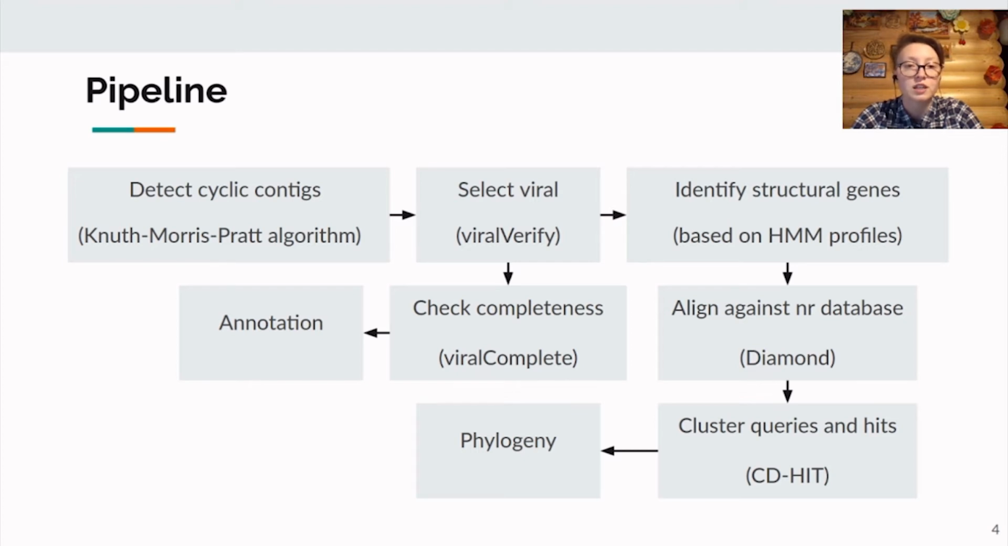We classify cyclic sequences as viral or non-viral based on the predicted gene content using the ViralVerify tool. For each selected viral contig, we identify the capsid and terminase genes based on HMM profiles. We aligned found protein sequences against the NCBI database with Diamond. The protein sequences, both queries and hits, belonging to each HMM profile were clustered with CD-HIT. On the resulting centroids, phylogenetic analysis was performed. The completeness of viral contigs was inspected with ViralComplete, followed by annotation.